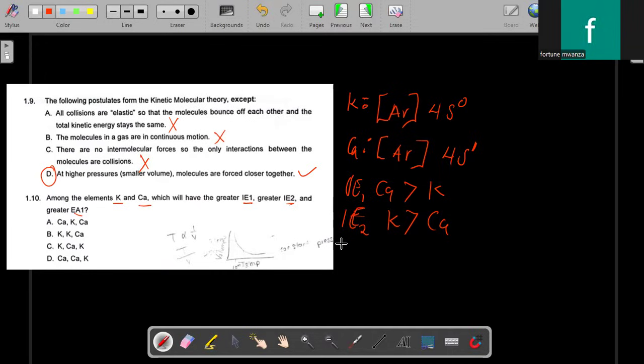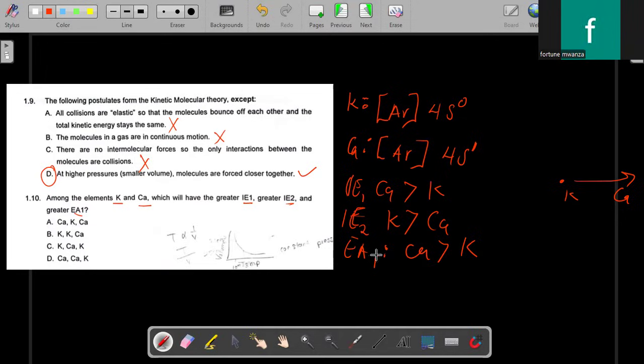Then the last part is electron affinity. Electron affinity is how much an electron is attracted to the nucleus. On the periodic table, as you move from left to right, electron affinity increases. So which one has greater electron affinity? You notice that potassium is more on the left compared to calcium, so calcium has greater electron affinity compared to potassium.